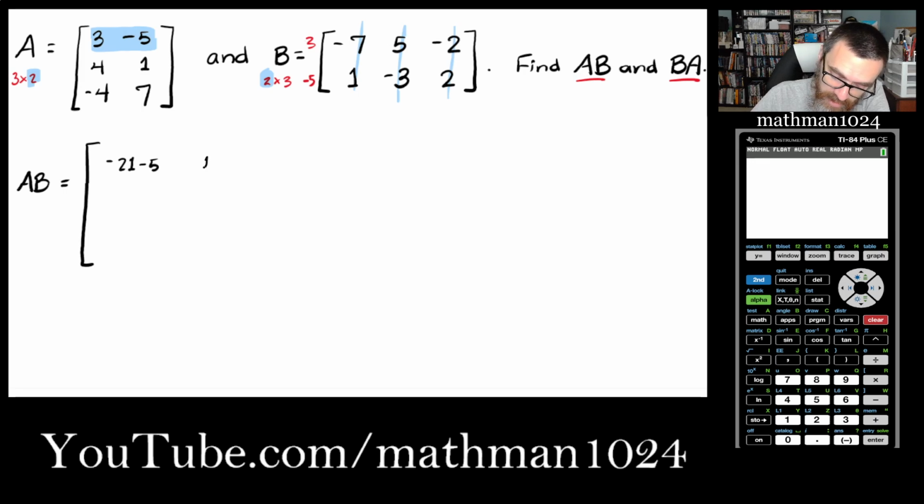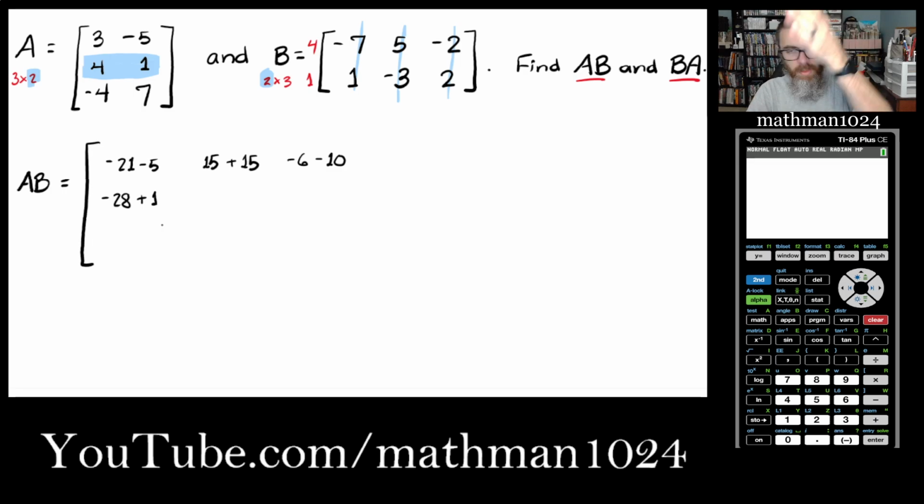So 3 times 5 is 15. Negative 5 times negative 3 is positive 15. 3 times negative 2, so we get negative 6, and that's going to be negative 10. And now we switch it up, and we go to the next row, which is 4 and 1. So you imagine that you put a 4 and a 1 out here, and you do those products again. So 4 times negative 7 is negative 28, and 1 times 1 is 1. And we keep on going. We march that across, and we multiply that times each of those columns.